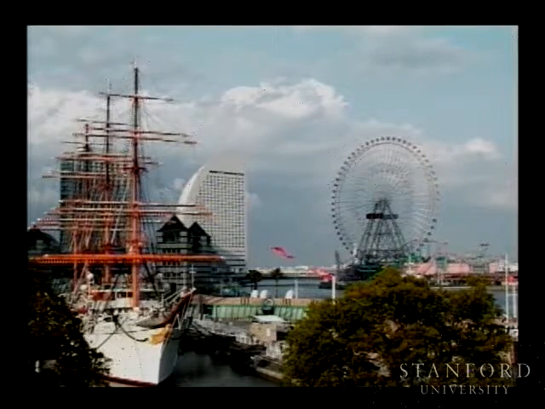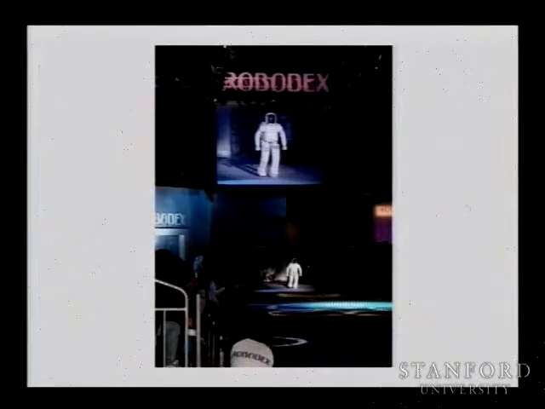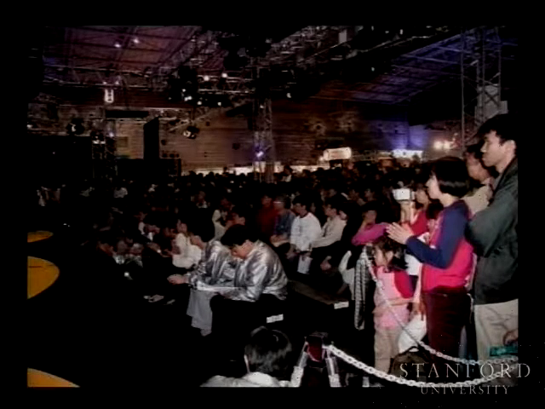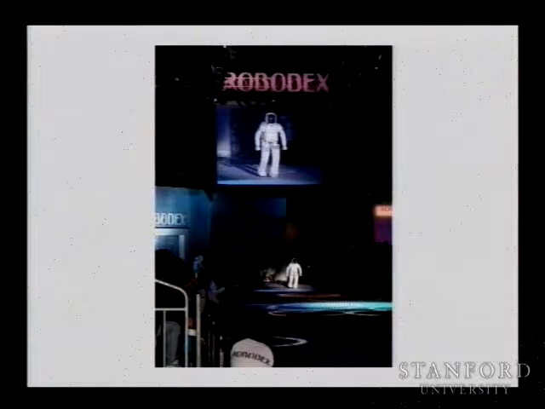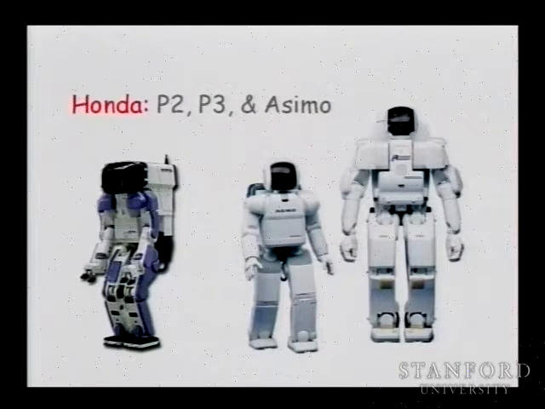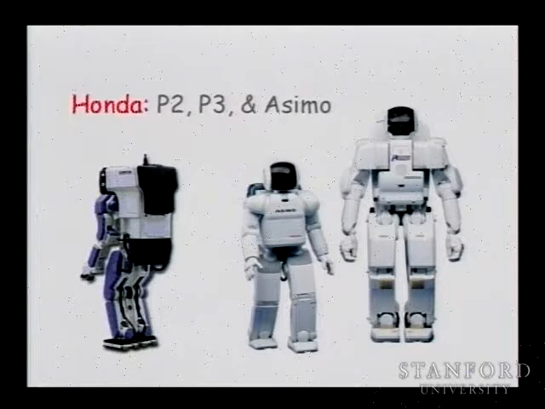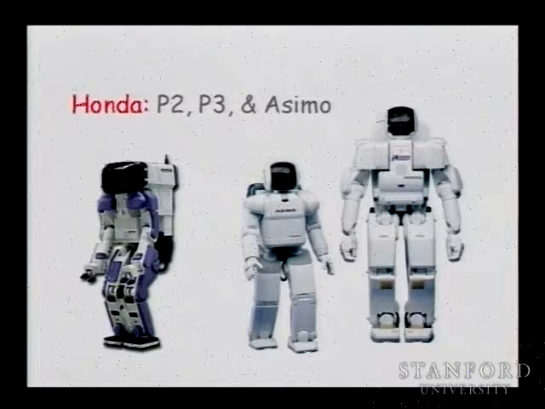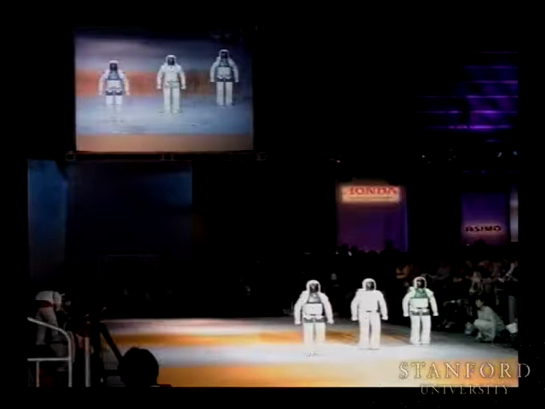So this is from Yokohama, and in Yokohama there is Robodex. Robodex brings thousands and thousands of people to see all the latest in robotics. This was a few years ago, and you could see Asimo here. Asimo is really the latest in a series of developments at Honda following the P2 and P3 robots. And in addition, you could see most of the major players in humanoid robotics.